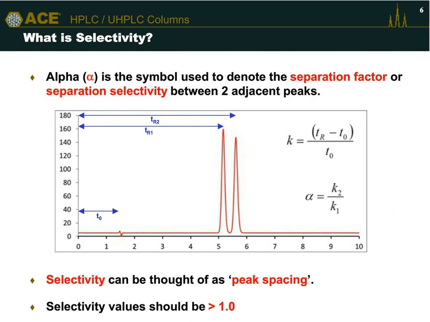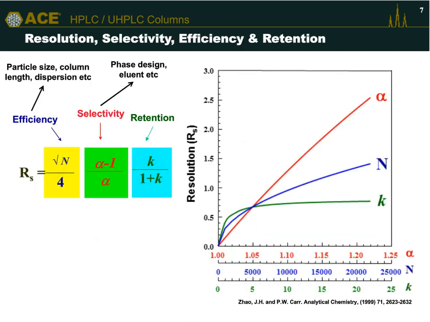Why is selectivity so important in chromatography? Well, it helps us with resolution. Resolving compounds of interest is what we do as chromatographers. And as you can see from the graph on the slide now, alpha or selectivity is the key to resolution. Now, of course, efficiency and retention factor are also important in chromatography, but in terms of the power of resolution, alpha is the key.